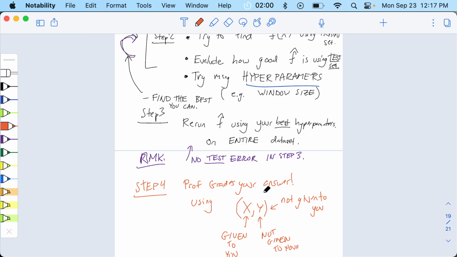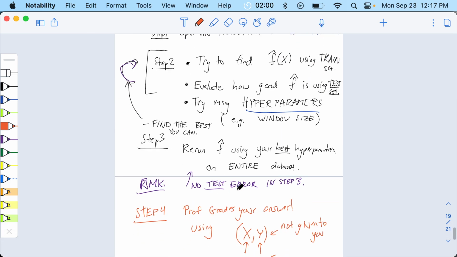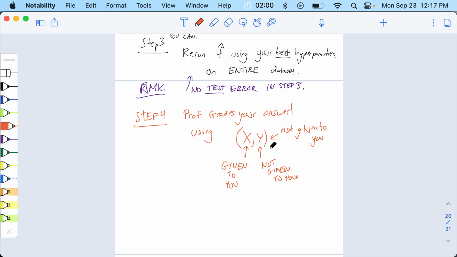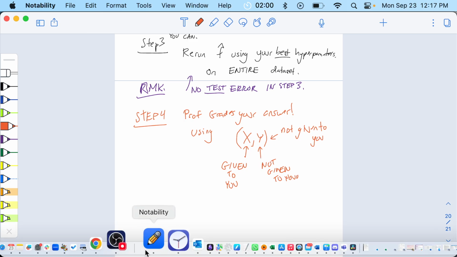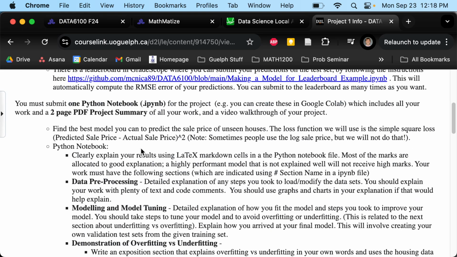Remember, you want the error to be small. This is like how far off are you? You want that to be as small as possible. So that is what you will do. You'll do all these steps, and then you will submit. There's going to be a website where you can submit your predictions for what you think is going on. I'll show you how to do that in more detail later. But that's what you'll do. Okay, and there's some more details on what you have to do.